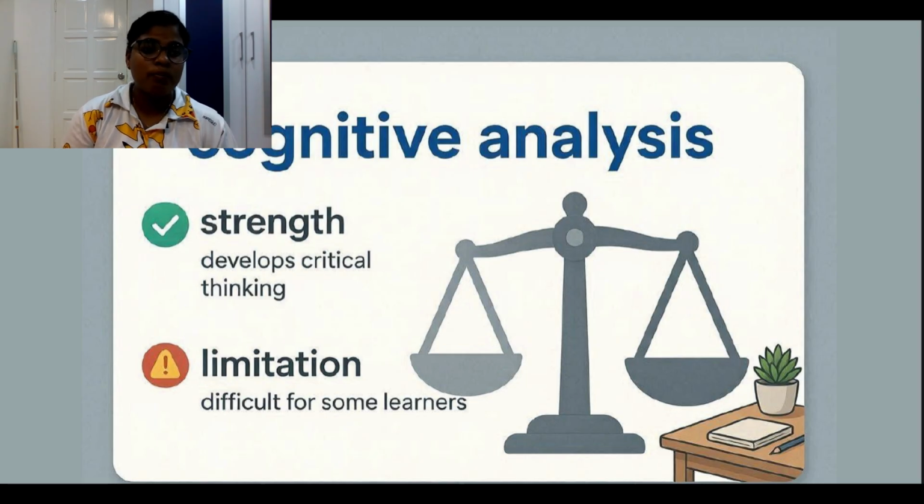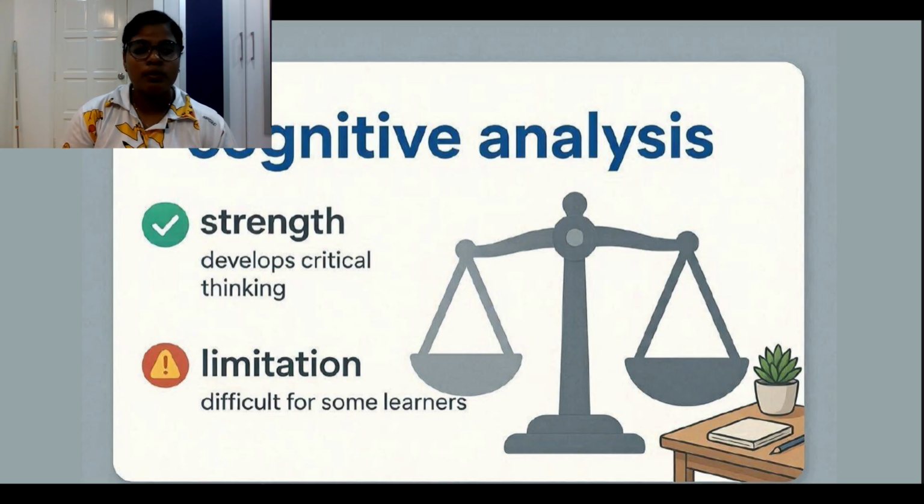Another strength is that students become more independent because they learn how to think for themselves rather than depending on the teacher for every answer. However, this theory also has some limitations. Some students may struggle if they do not have enough background knowledge. Younger learners may also find complex thinking activities difficult. In addition, cognitive learning often requires more classroom time because students need opportunities to discuss, explore, and problem solve. Even with these challenges, cognitive learning remains one of the most valuable approaches because it prepares students to become lifelong learners.